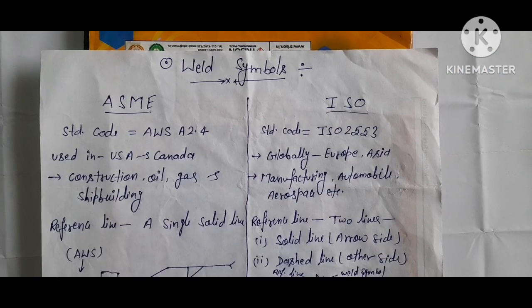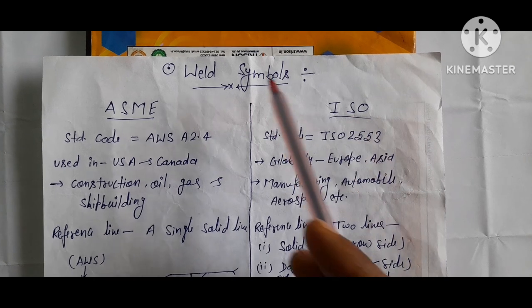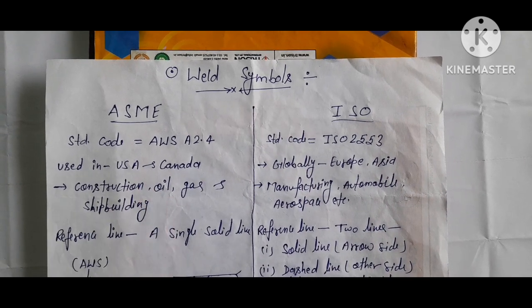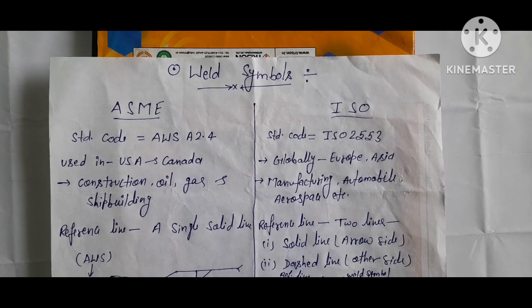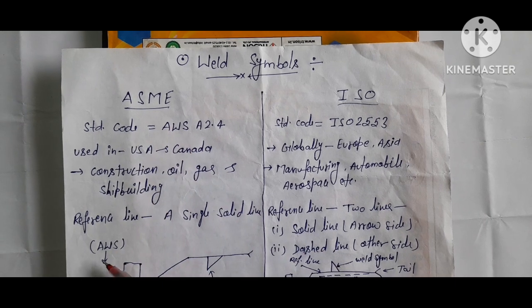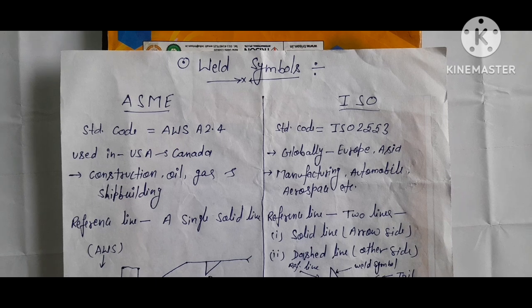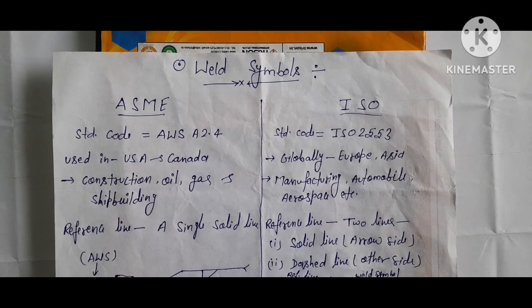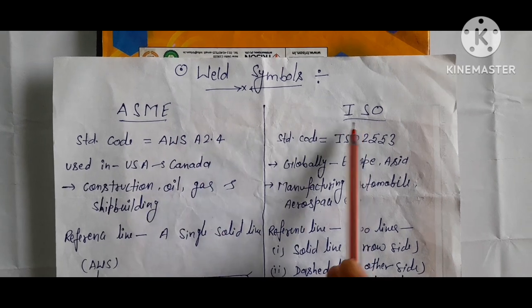Friends, here I am clarifying the difference between ASME and ISO weld symbols. ASME, formerly known as American Society of Mechanical Engineers, and this is the ASME weld symbol, also known as the AWS weld symbol. AWS means American Welding Society. So now we move to ASME as well as ISO.